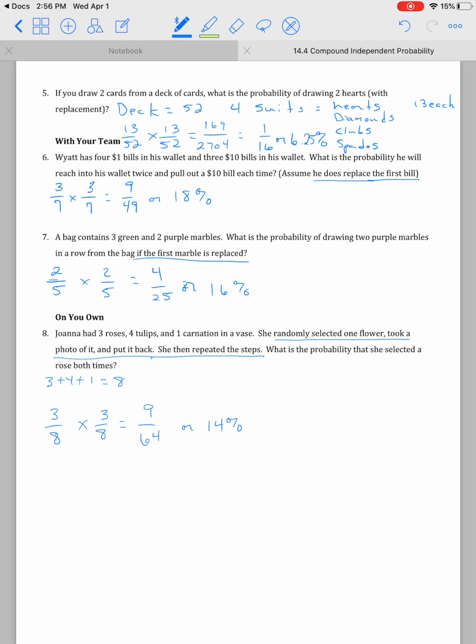Let's look at three more. Wyatt has 4 $1 bills in his pocket and 3 $10 bills in his pocket. What's the probability he'll reach into the wallet twice and pull out a $10 bill, assuming he replaces it the first time? Saying, hey, he reached in there, he didn't like that dollar bill, he put it back. So how many tens were there? There's 3. 3 out of what? Well, 4 plus 3 is 7. So he had a 3 out of 7 chance. He didn't like it, put it back, pulled out another one. 3 out of 7 chance. Multiply straight across. You got 9 for 49, or 18%.